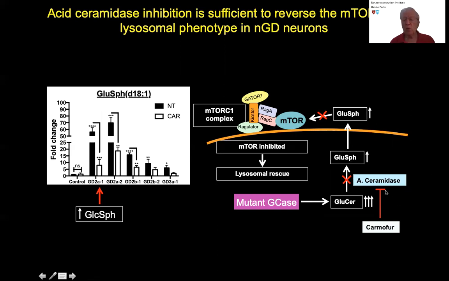So what happens is that when there is mutant GCase, there is an elevation of glucosylceramide inside the lysosome. This is a lysosomal enzyme, acid ceramidase. It will cause the appearance of glucosylsphingosine. It goes to the cytoplasm, and in the cytoplasm, it will activate mTOR. But when we inhibit it with this compound, carmofur, then we block, to a certain extent, this pathway. There is a lower level of glucosylsphingosine in the cytoplasm, and then there is lower mTOR hyperactivation, and then we can rescue the lysosomal phenotype.